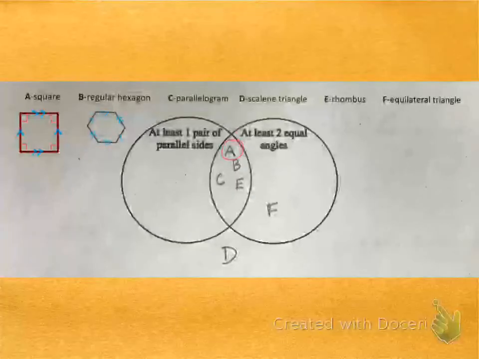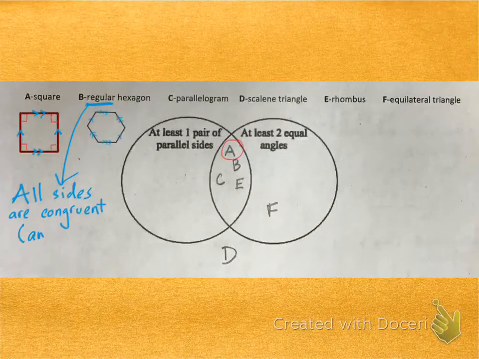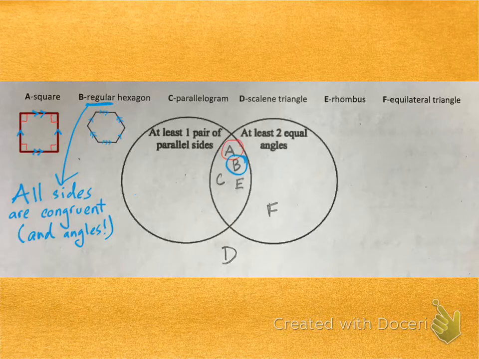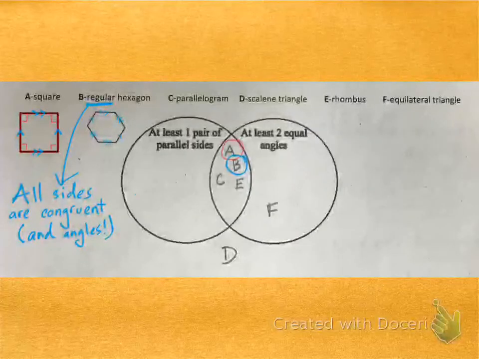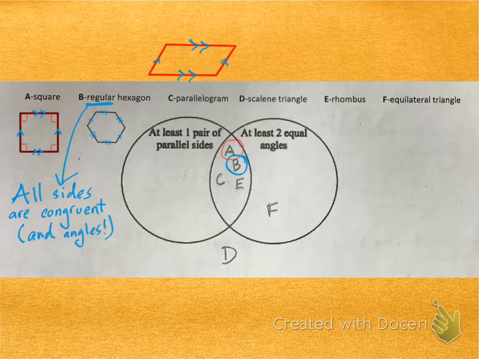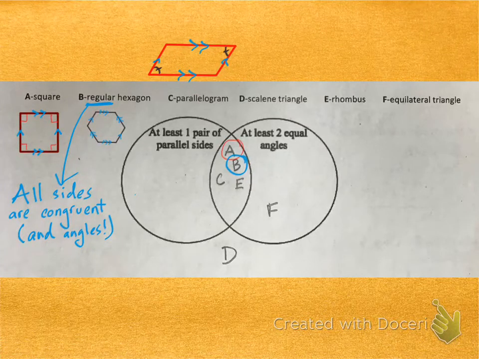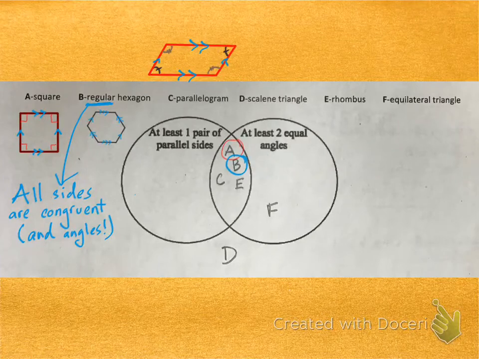And the word regular in regular hexagon means that all the sides are congruent and all the angles are congruent. So it does have at least 2 equal angles, and it does have at least 1 pair of parallel sides. So it goes in the middle. So does parallelogram. Parallelogram has 2 pairs of parallel sides, and on a parallelogram, the opposite angles in the opposite corners are always congruent to each other. So those angles are the same, and those angles are the same. All right? So it has 2 equal angles as well.